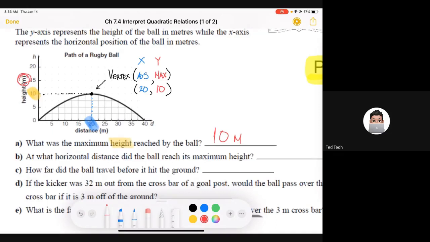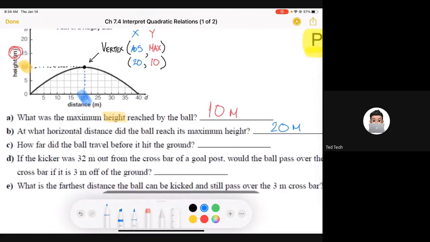The next question, part B, says, at what horizontal distance did the ball reach its maximum height? So they're not asking you how far the ball went. That's a totally different question. They're asking you when the ball reached its maximum height. If you look at the vertex in this question, the AOS is 20, and that's when it reaches the maximum height. So it is a reading type question. You have to pay attention to what the question's asking. I feel like that's probably where you will make a mistake, if you were going to make a mistake.